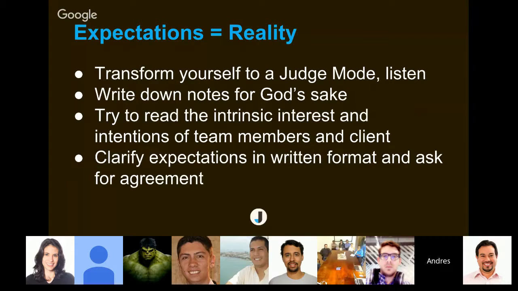The other important part is to try to read the intrinsic interest of team members and clients. What do I mean there? For example, when I was doing this very difficult project, there was this guy from a specific city. It's a weird example, but I just want to make a point. From Cincinnati or something like that. And he was obsessed about this section of the site that was about Cincinnati.